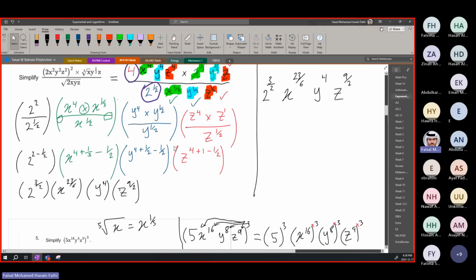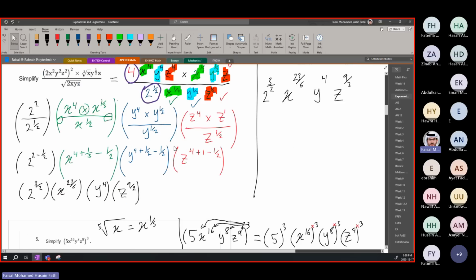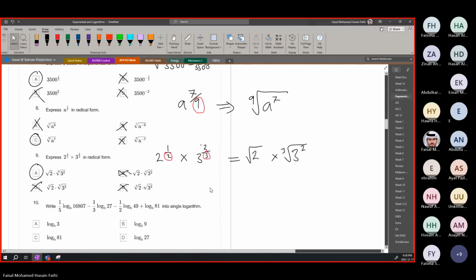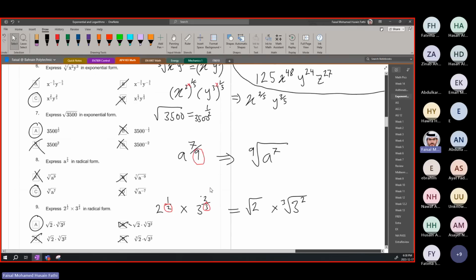Any questions about exponential in general? We're done with exponential simplifying. Yes, Hassan, tell me, what's your question? This is it. This is how you will simplify all of it.